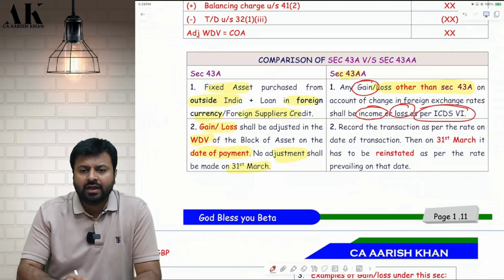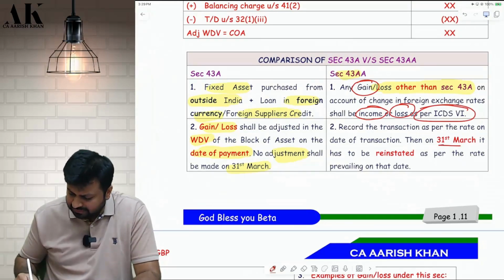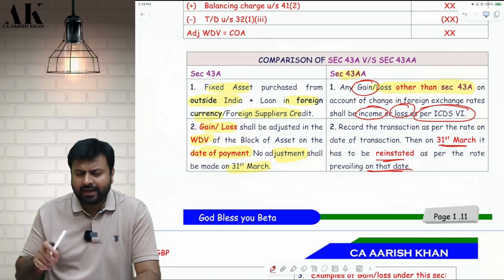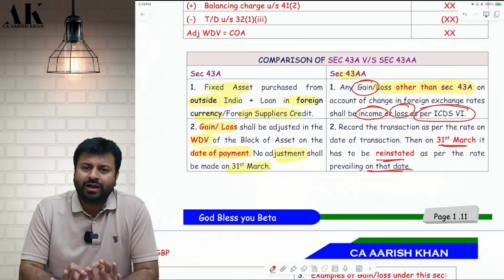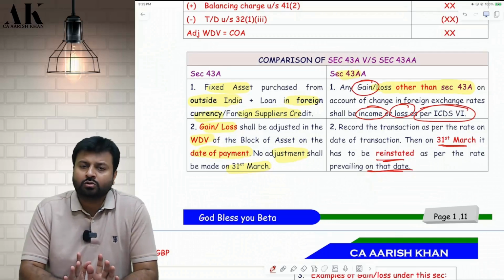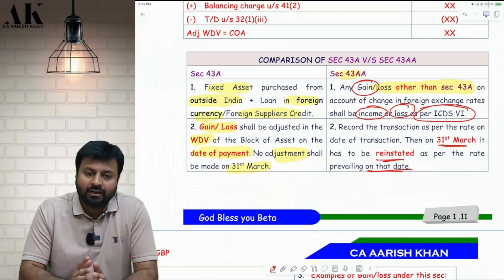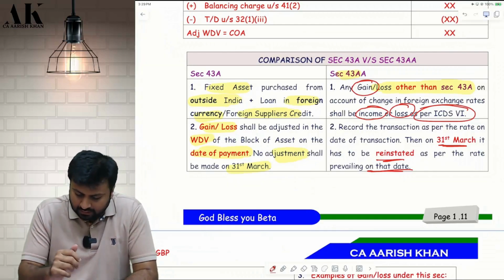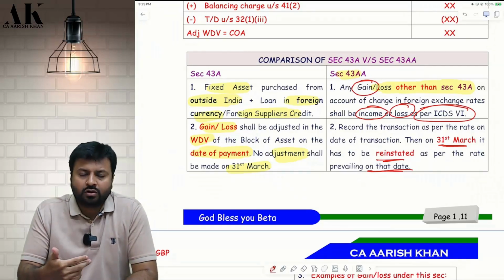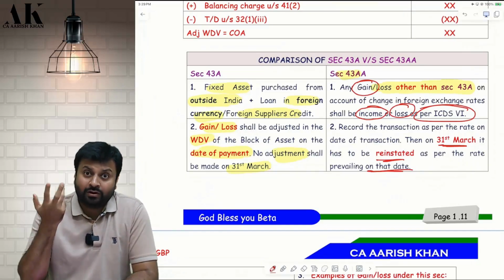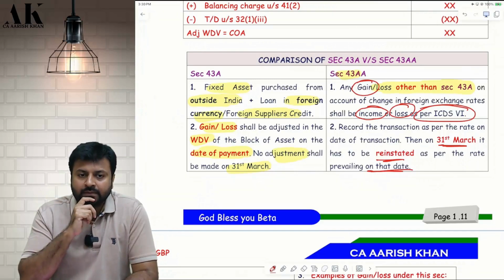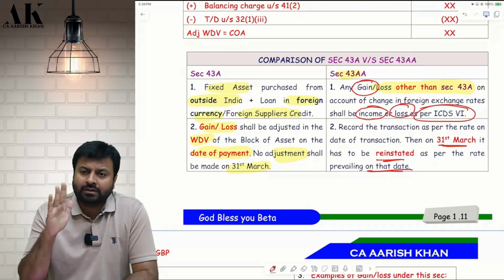Is it clear? And as per accounts, on 31st March, you have to reinstate as per the rate on 31st March. So everything you have to do as per the accounts only, if it is 43AA. Is it clear to all of you? Please tell me. So this is what this section is all about. 43A is very important. 43AA they have not asked so far in the examination. 43A they have asked a lot of times in the form of an adjustment.